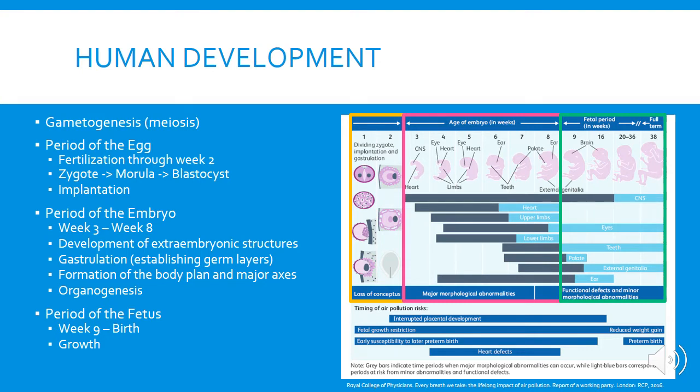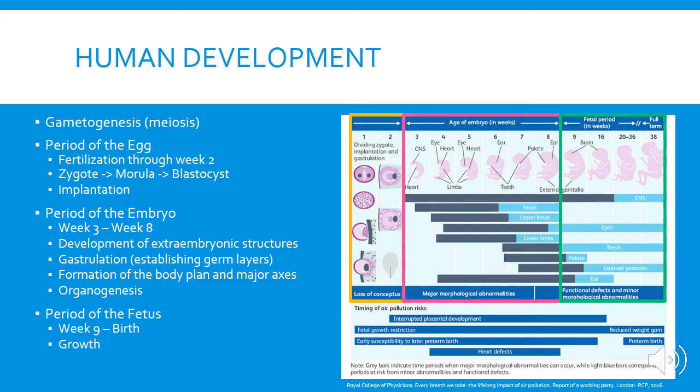The next period is the period of the egg. And the period of the egg, in general, begins with fertilization, so the meeting of sperm and egg, and goes through about the second week of embryonic development, which will take you from a fertilized egg to a zygote to a morula to a blastocyst, and once the embryo reaches the blastocyst stage, it can then implant in the wall of the uterus. And that action of implantation is generally considered to be the end of the period of the egg.